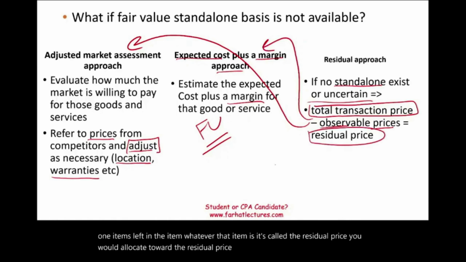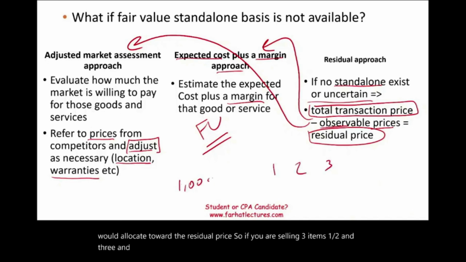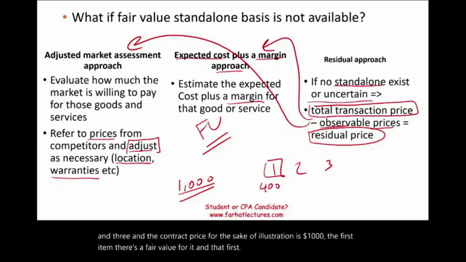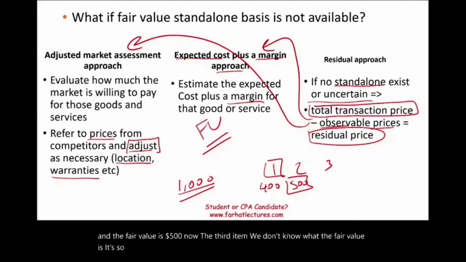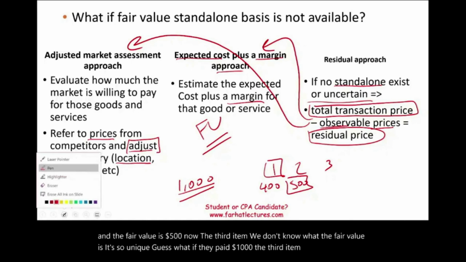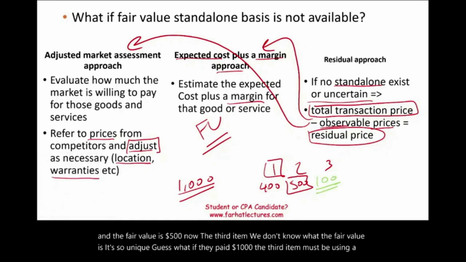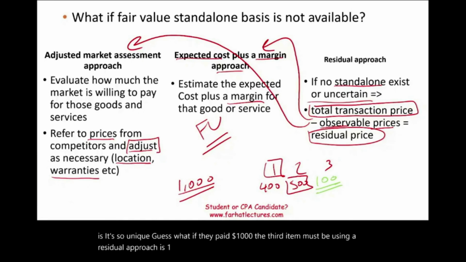So if you are selling three items, 1, 2, and 3, and the contract price, for the sake of illustration, is $1,000. The first item has a fair value of $400. The second item also has a fair value, which is $500. Now for the third item, we don't know what the fair value is. It's so unique. Well, guess what? If they paid $1,000, the third item must be, using the residual approach, $100. This is what the residual approach is.